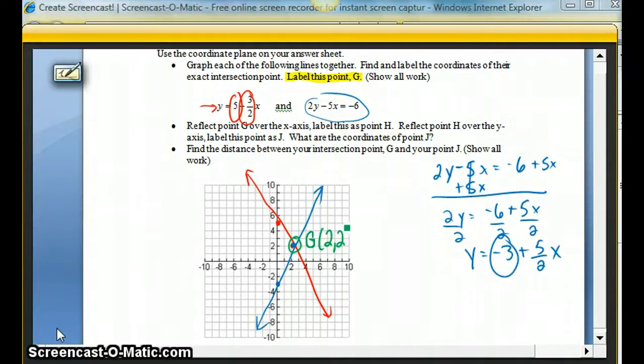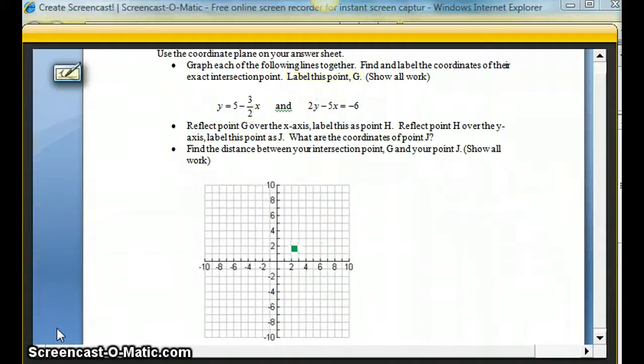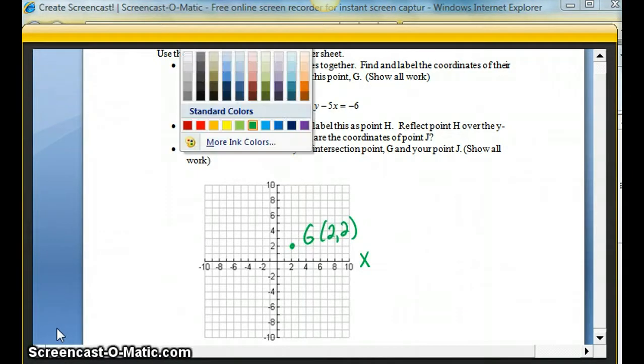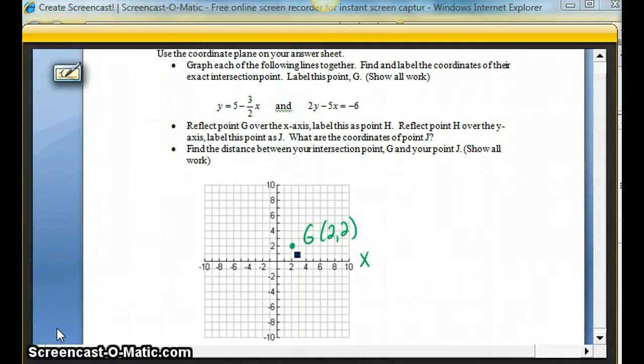The coordinates are 2, 2, and we're going to label that as point G. That is bullet number 1 complete. Bullet number 2, very simple here. Using some geometry skills, take point G and reflect it over the x-axis. The x-axis is the one that goes from left to right, your horizontal axis. When you reflect the point 2, 2, it goes below the x-axis and it becomes 2, negative 2. That we're going to label as H.